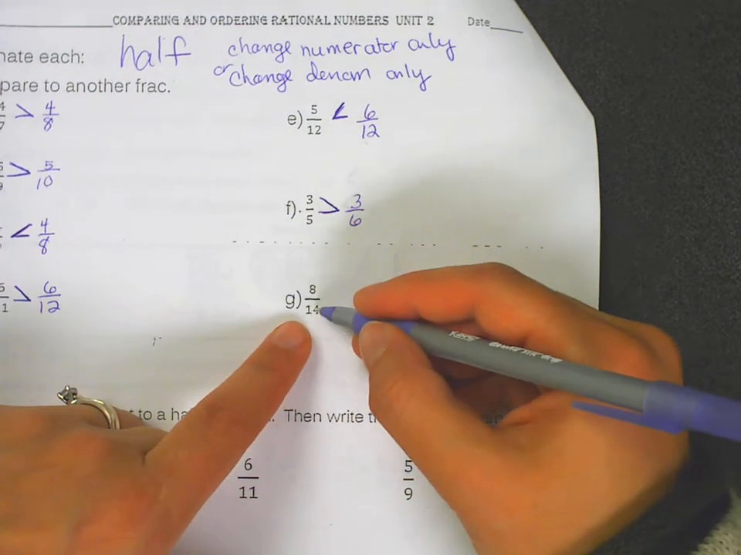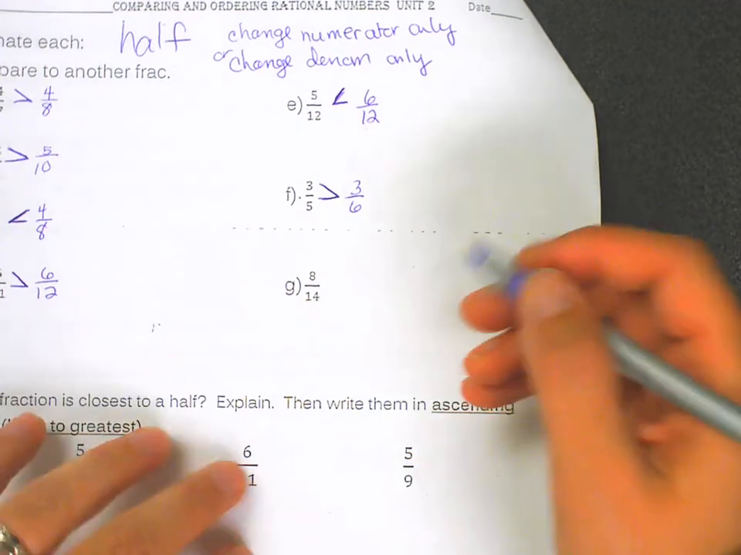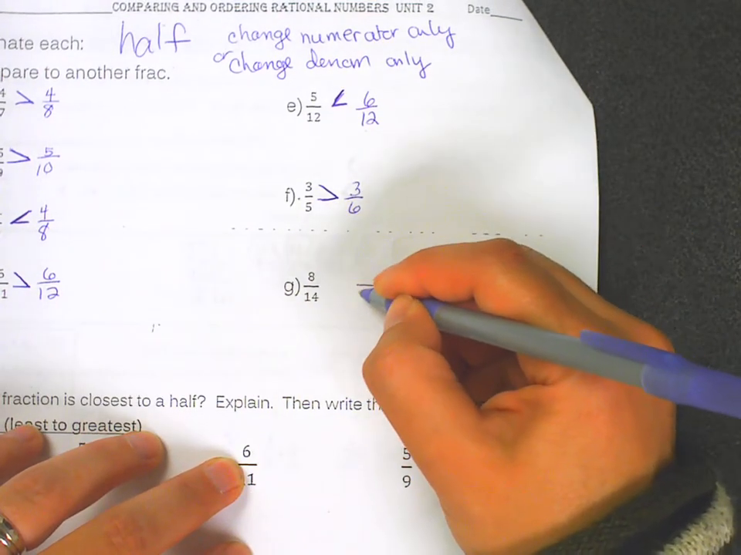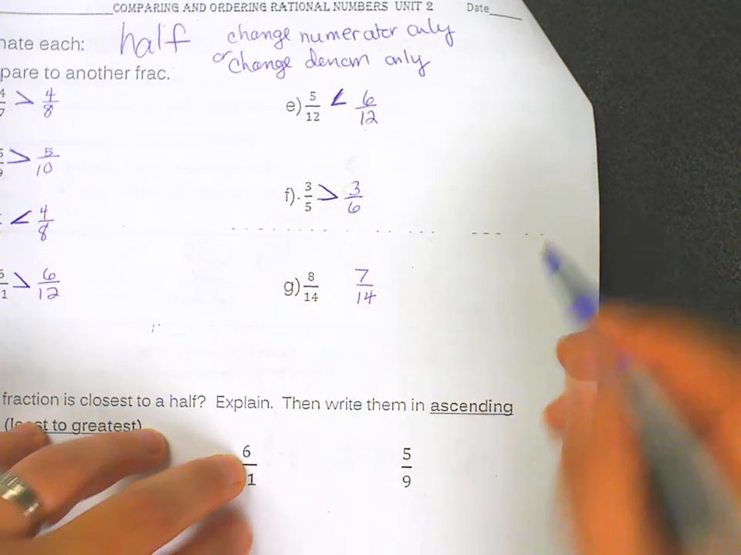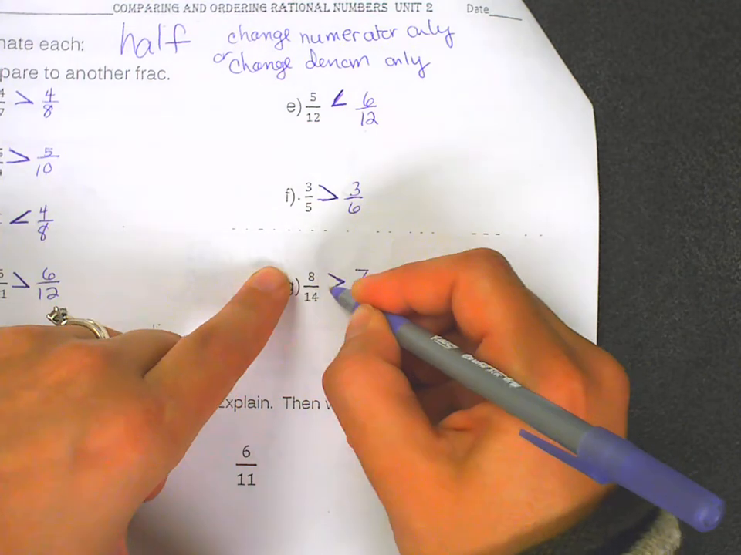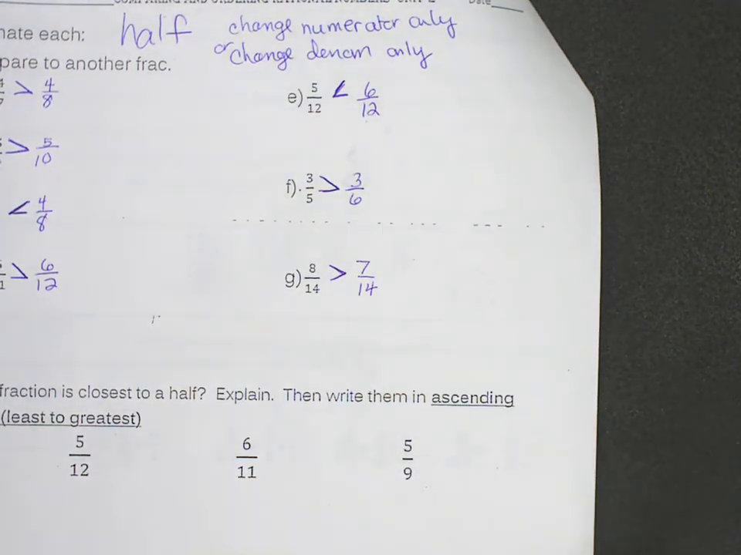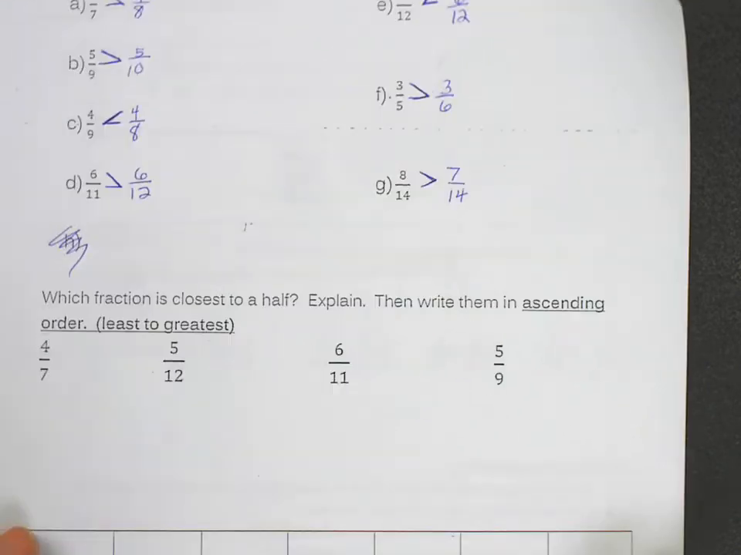8/14. What fraction is one number? Just change one number and make it a half. There we go. Slices are the same. I got more slices here. 8/14 is bigger than a half. Okay? And then on the bottom here, I'm just going over the picture.